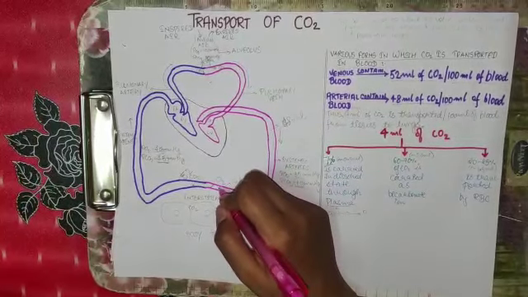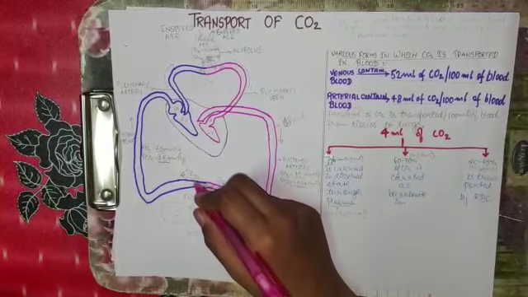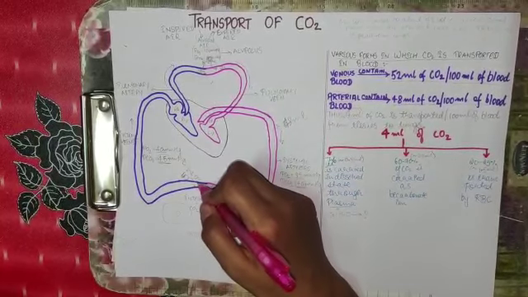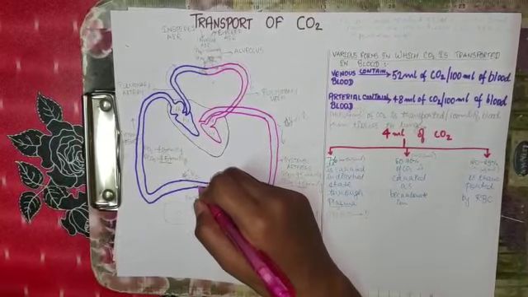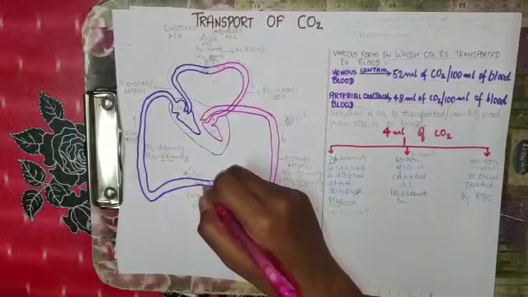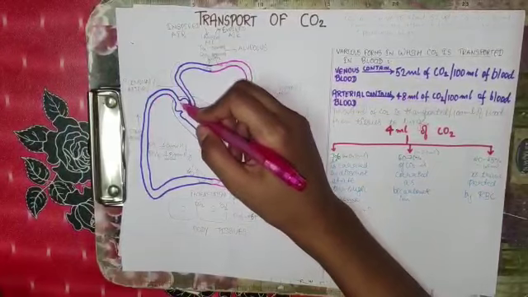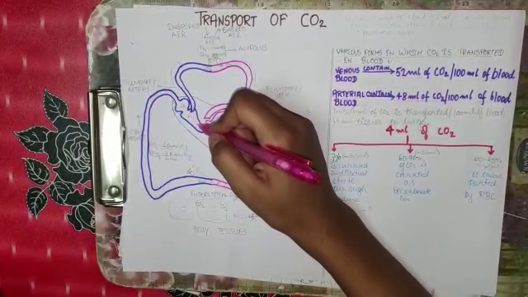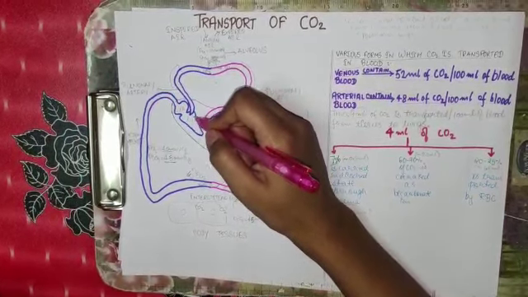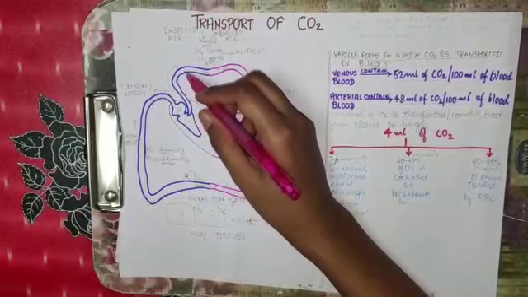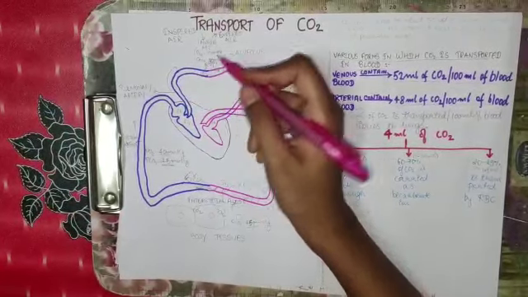As these tissue capillaries combine and form veins, by the time it reaches the veins, the partial pressure of CO2 has become 45 mm of Hg. So from these veins, through SVC and IVC, it will go into the right atrium, and through the right atrium to the right ventricle, and from the right ventricle through the pulmonary arteries, it will reach the lungs.